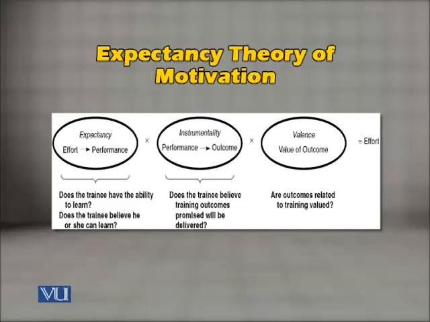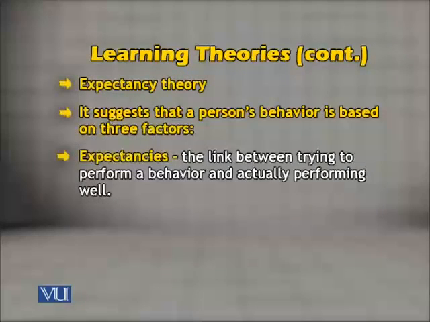Expectancy, instrumentality, and valence. Now, what are these three factors? Therefore, expectancy is the link between trying to perform and actual performance. कि आप कोशिश करेंगे अगर, तो क्या आप परफॉर्म कर सकते हैं? कोशिश करने का कोई फायदा है? एफर्ट करने का कोई फायदा होगा? आप कर भी सकेंगे कि नहीं?